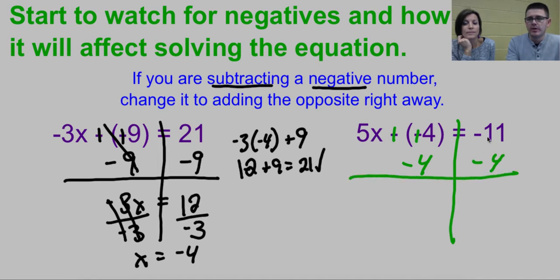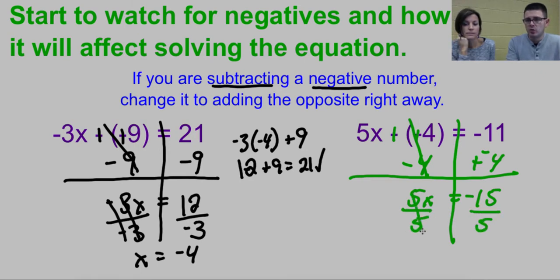When you saw me write that negative 4 under my negative 11, a little alarm should go off in your head. Subtraction and negatives don't get along, so we want to change this into adding the opposite right away. Negative 11 plus negative 4 is negative 15. Here, a positive 4 and a negative 4 turn to 0, so I'm left with 5x. Then 5x means they multiplied by 5, so I want to do the opposite, which is to divide by 5.